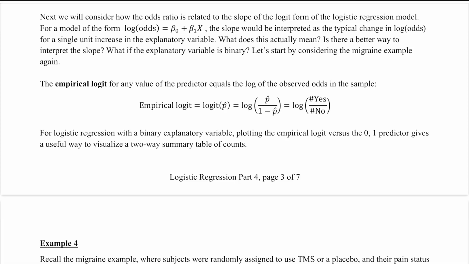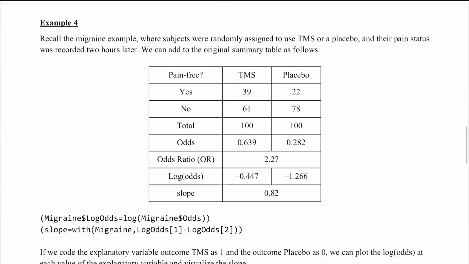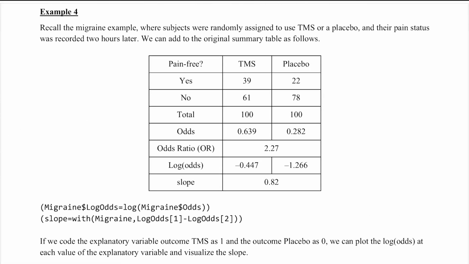So we're going to go back to the migraine example and try to understand this. And I have a definition here for the empirical logit, which just means that you're computing odds based on the sample data and then finding the log odds based again on the sample data. Okay, so example 4 is back to the migraine example. So I created another table here. We've computed much of these things.